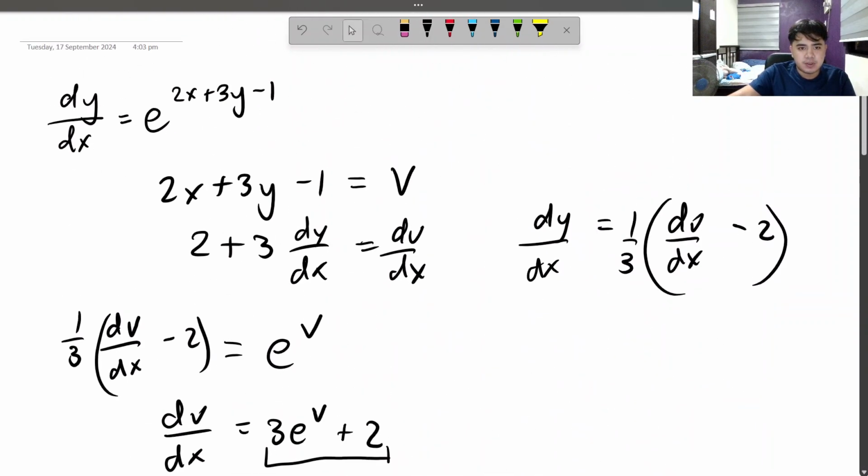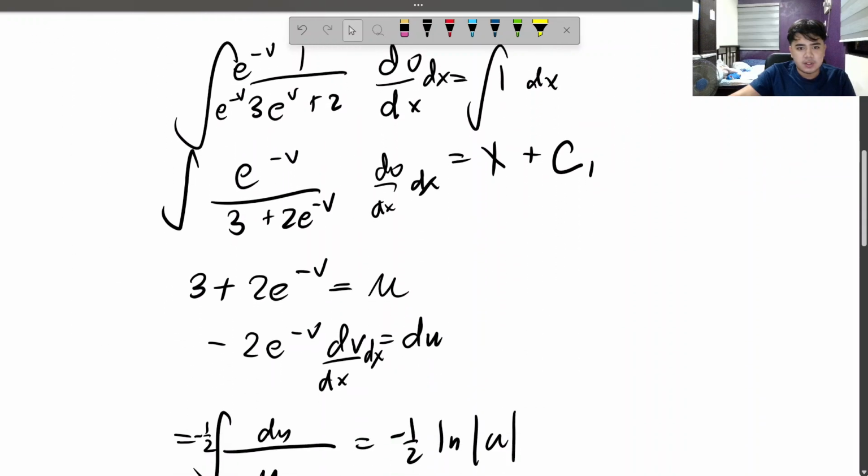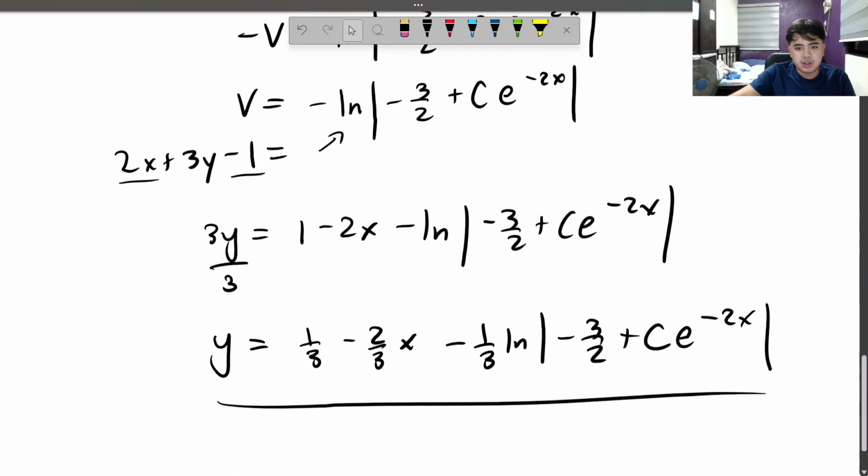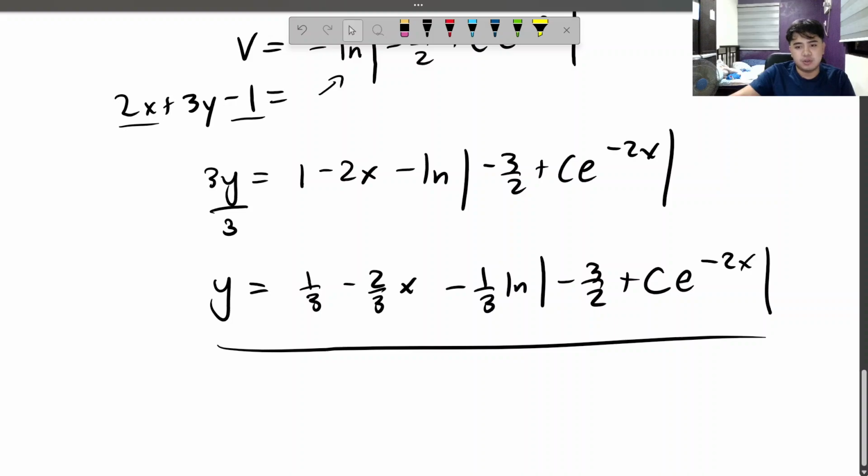A little recap, here's where we started, right? And then we integrated this one, and then we ended up here. It's very long, but it is the general solution.